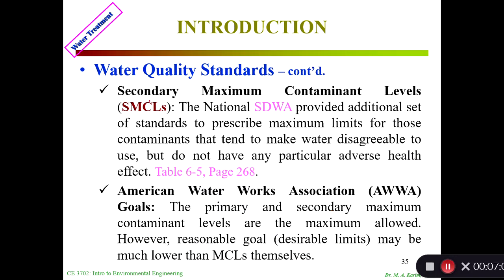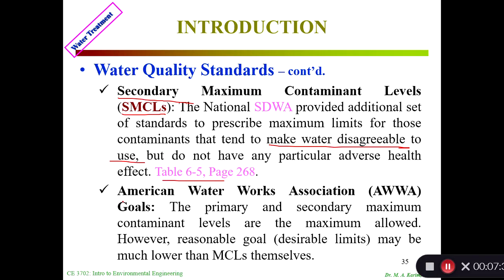The next one is the secondary maximum contaminant level, SMCL. The National Safe Drinking Water Act also provided an additional set of standards prescribing maximum limits for contaminants that tend to make water disagreeable to drink or use. It is not pleasant to drink or doesn't look good. It may be safe but may not be good. In other words, these contaminants wouldn't have any particular adverse health effect. This is in table 6.5.